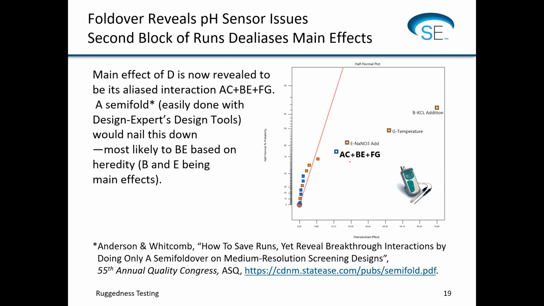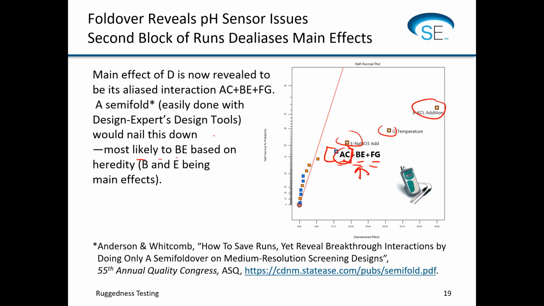Now we're still in a quandary because we are still left with aliasing, but aliasing between two-factor interactions, AC, BE, and FG. Now AC is what is being labeled by the program because of it being lowest alphabetical order, but notice that A and C are not main effects that now have been revealed as being true between B, G, and E. And so it makes more sense that this would be BE because that would involve two of the main effects that we have listed here.